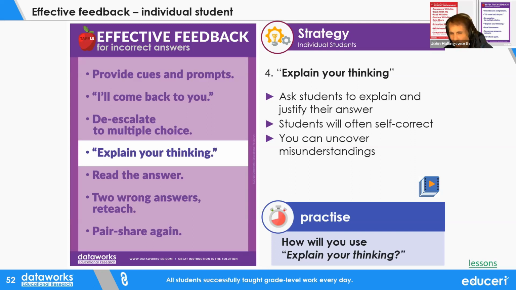wait, I did the wrong problem. Oh, wait, I was thinking wrong. Oh, I did this wrong. And the other thing, when students explain, you discover some misunderstandings in the classroom, some conceptual errors they've got, and then you can clarify that on the spot.